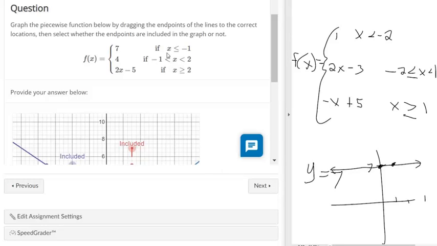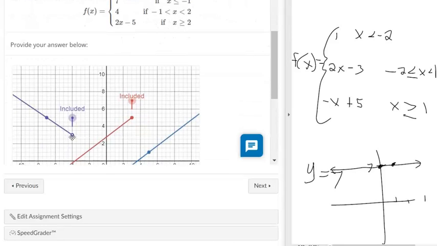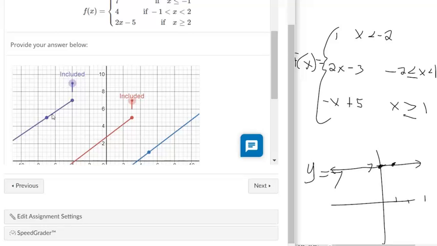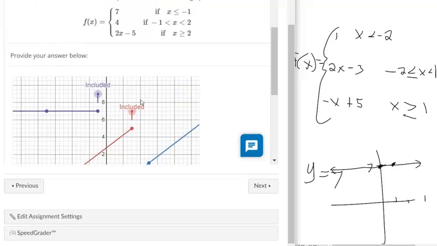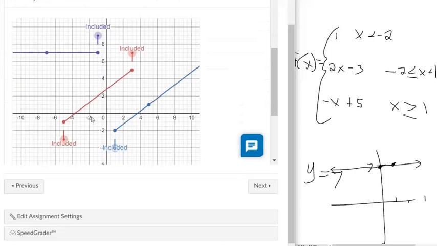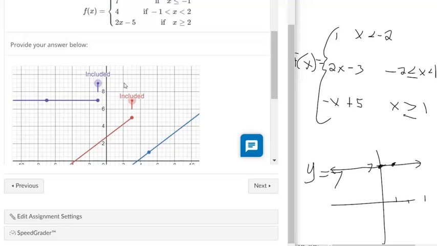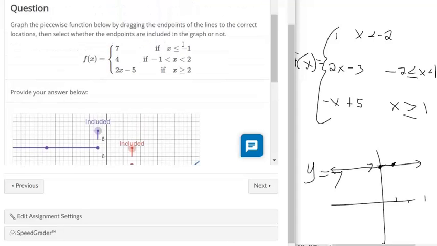Okay? But this line only exists when x is less than or equal to -1. So here is the horizontal line for y equals 7. But it only happens when x is less than or equal to -1. So it's going by 2's on the x-axis. So I want my dot right there. That line stops at x equals -1, and then we switch to this other piecewise function.